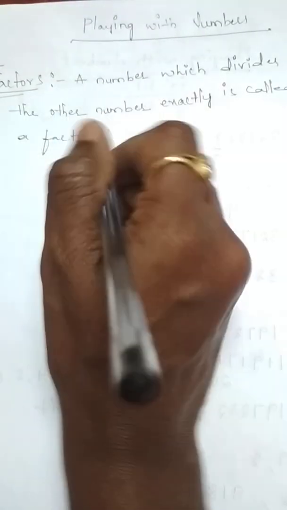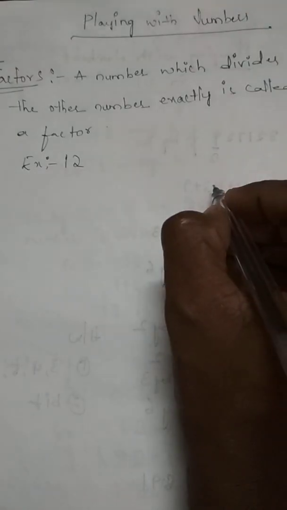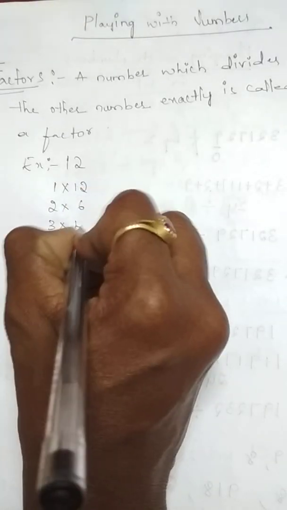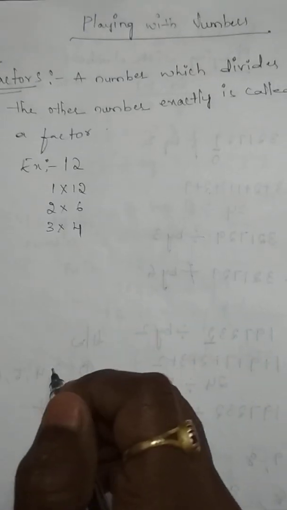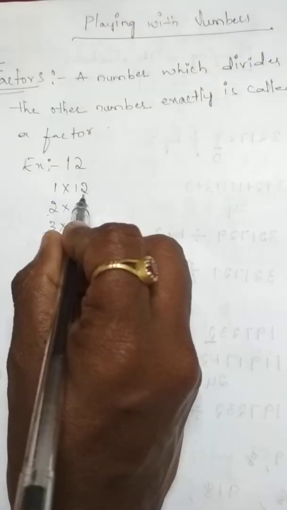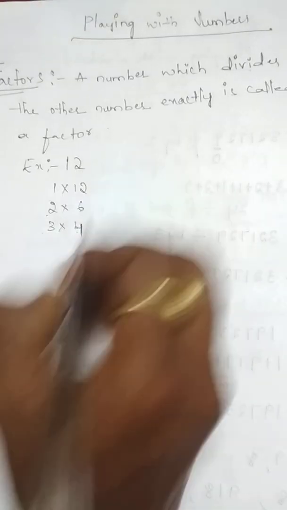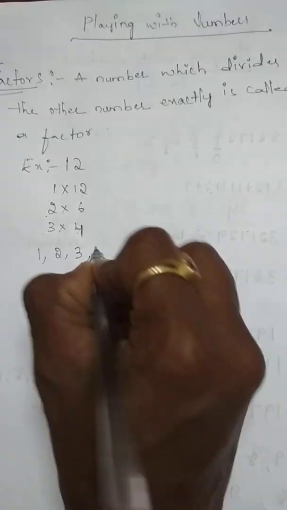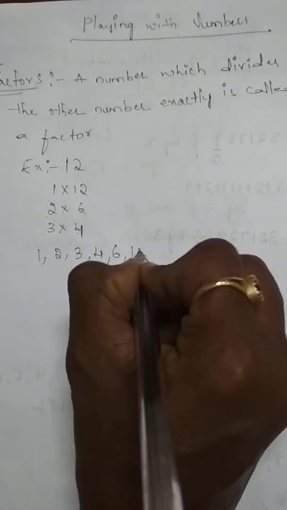Okay. So, for example, for 12, what are the factors? You write all the numbers in whose table you will get 12. 1 into 12, 2 into 6, 3 into 4, next 4 into 3, already we wrote. In the 5 table you won't get it. In the 6 table, 12. So what are the factors of 12? From here you have to write 1, 2, 3, 4, 6, 12. These are the factors of 12.